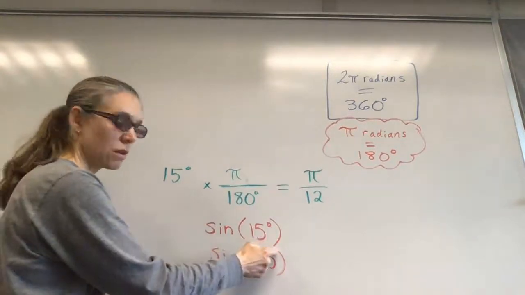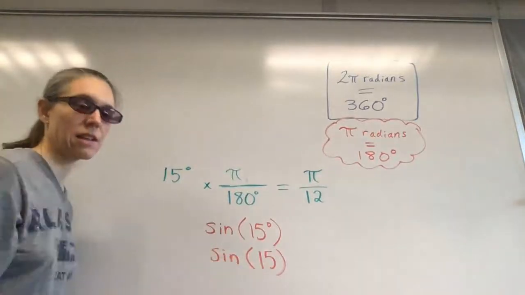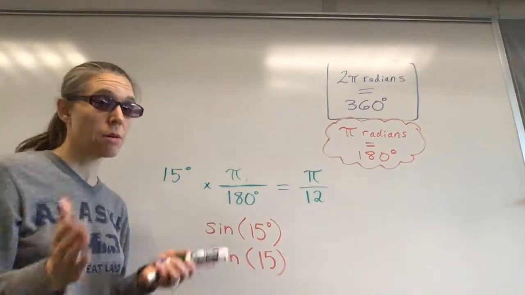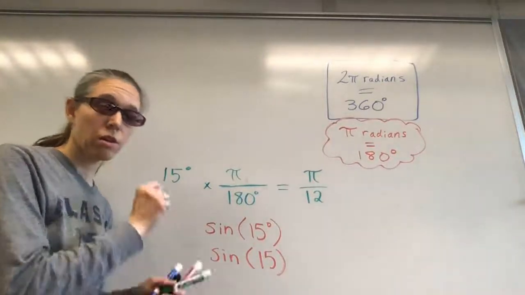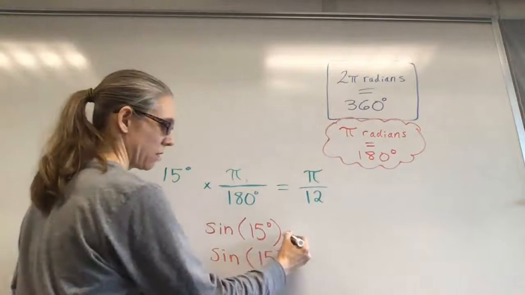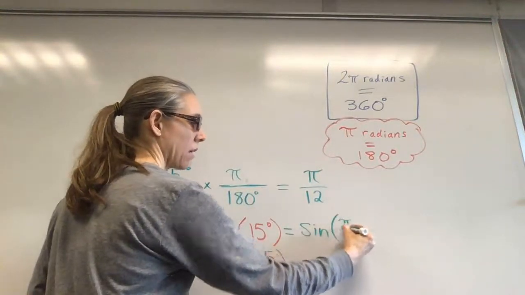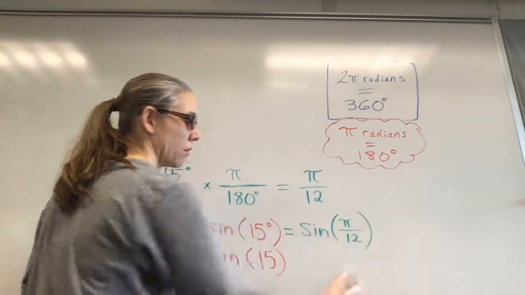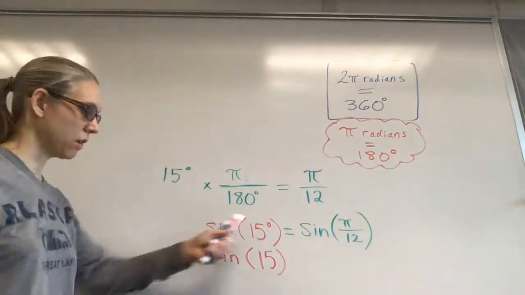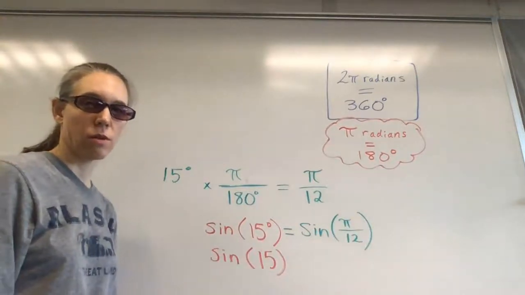There is no degree symbol, which means that this is 15 radians. Now that's not a number we use commonly, but if you don't have the degree symbol, you are meaning radians. Of course, the sine of 15 degrees would equal the sine of pi over 12 radians, because 15 degrees is the same thing as pi over 12 radians.